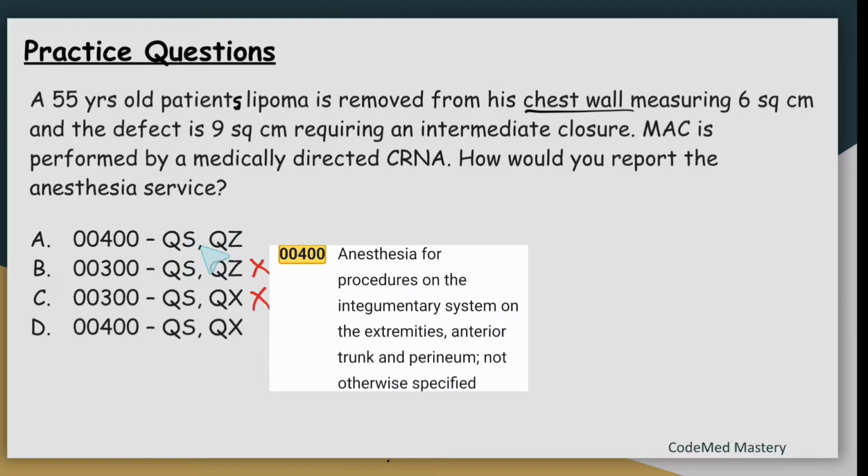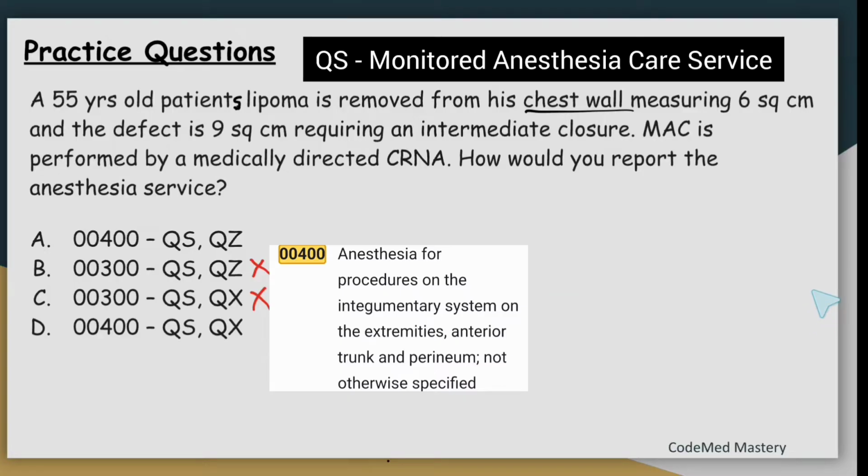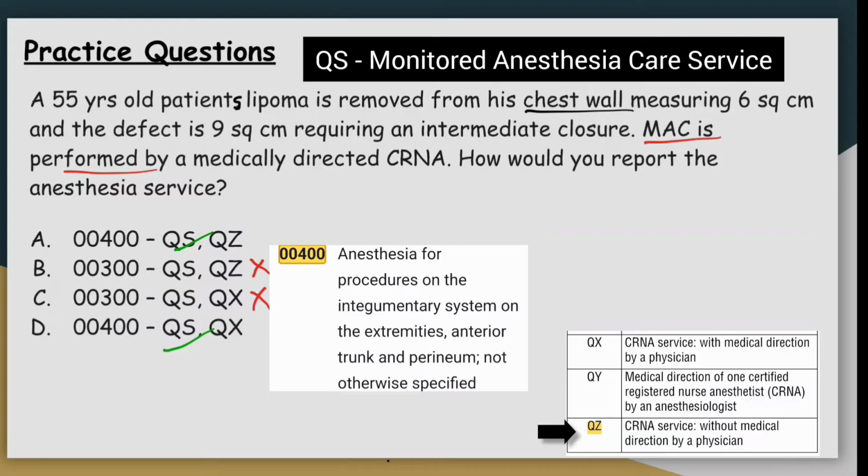That is, in option A they have mentioned QS with QZ, and in option D they have mentioned QS with QX. QS is for monitored anesthesia care service. You can check in the scenario MAC is performed. So QS is correct. QZ modifier is for CRNA service without medical direction by physician, and QX is for CRNA service with medical direction by physician.